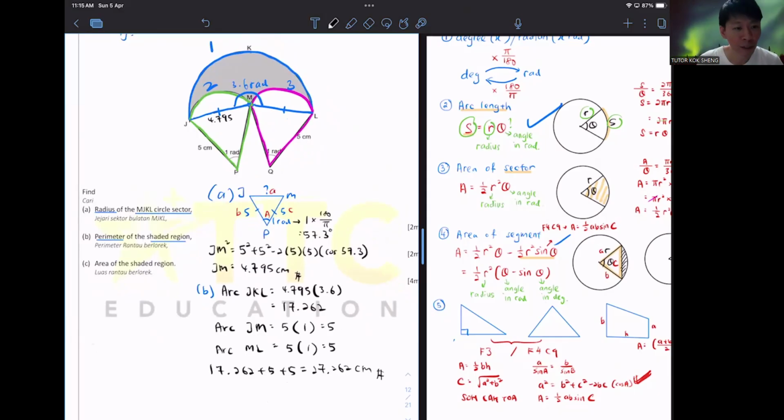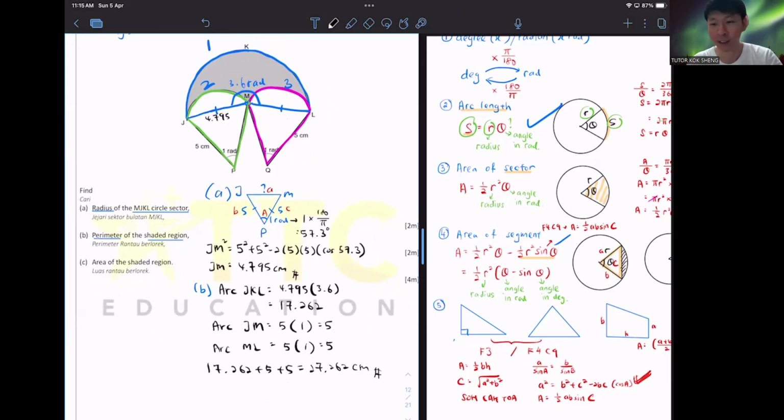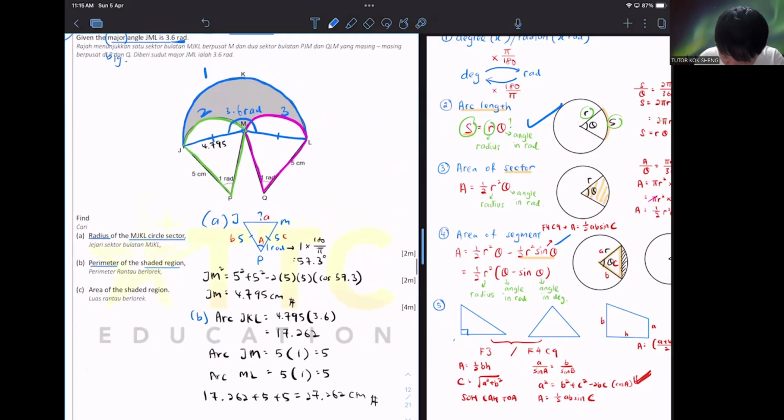Easy. This one, this one okay. This one the marks okay. A done, B done, C. I think C I write on top first. Okay, last one C, 4 marks.